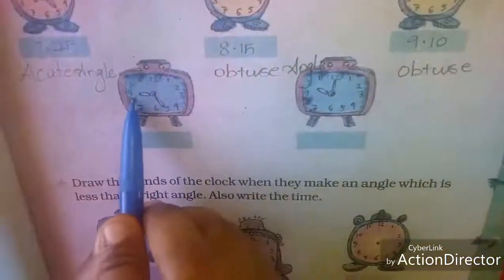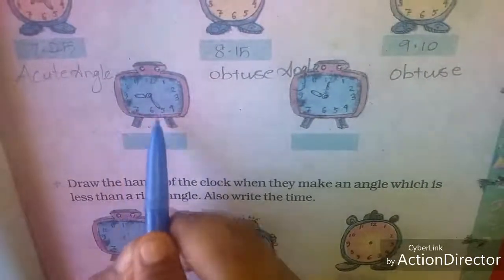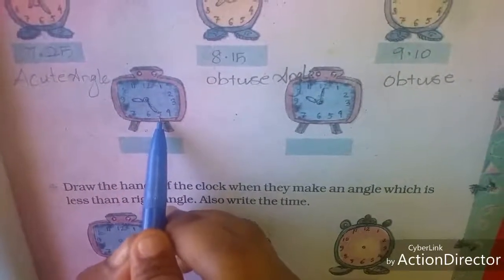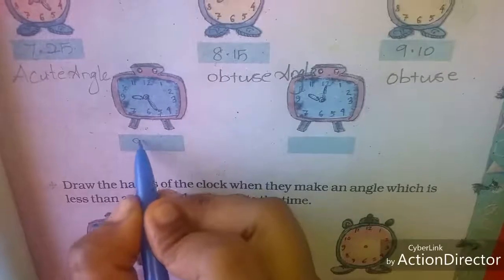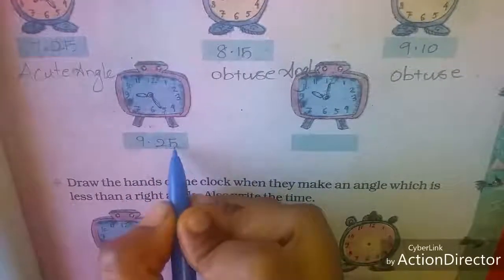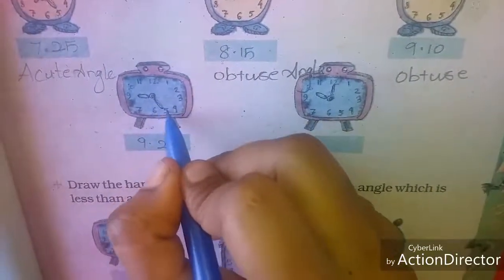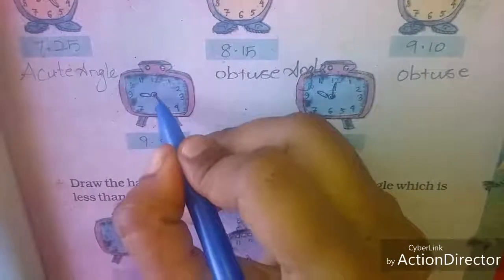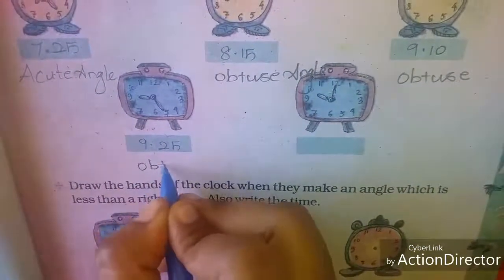Next, look at here. 9:05. 5 means 5 5s are 25. So the time is 9:25. What is the angle? This is also more than 90 degrees. So obtuse angle.